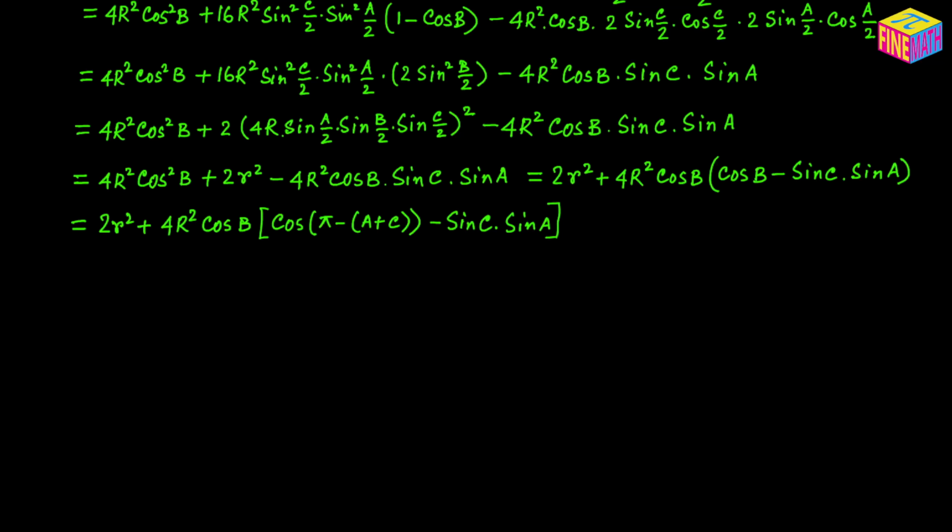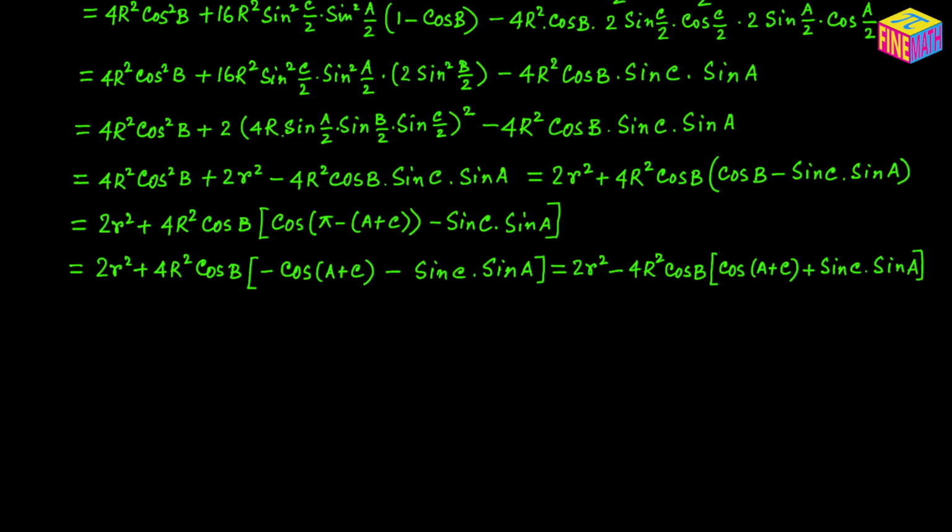And we know that cosine of pi minus any angle is equal to negative cosine of that angle. So this expression can be written like this. Wherever we had cosine of pi minus a plus c, I have written that as negative cosine of a plus c. And now if we take negative 1 out of the third bracket, then we are going to have the expression like this. The positive 4r squared became negative 4r squared because we took out a negative 1 from within the bracket. So all the terms inside the bracket became positive, and the positive 4 times r squared became negative 4 times r squared.